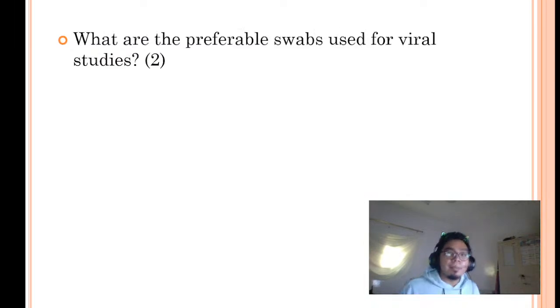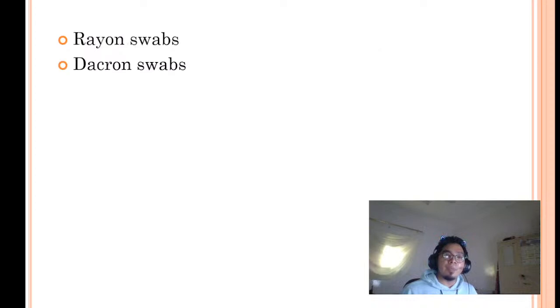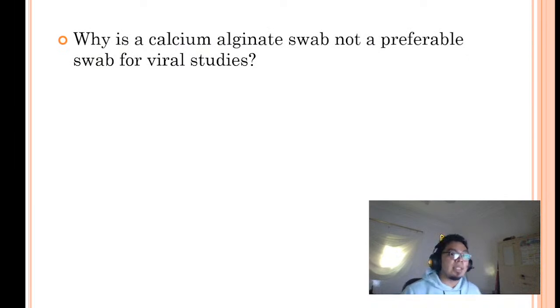All right, and what are the preferable swabs used for viral transport? We have Dacron swabs and the Rayon swabs. Why? Cotton can actually destroy viral particles. That's why we use Rayon and Dacron swabs. Why is calcium alginate a swab?